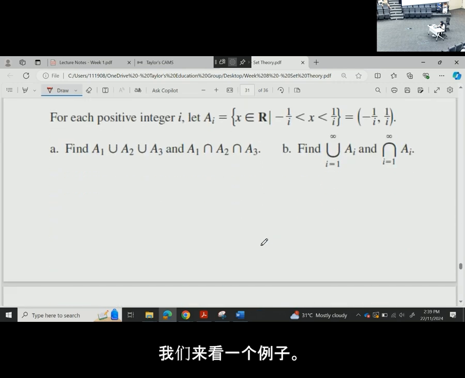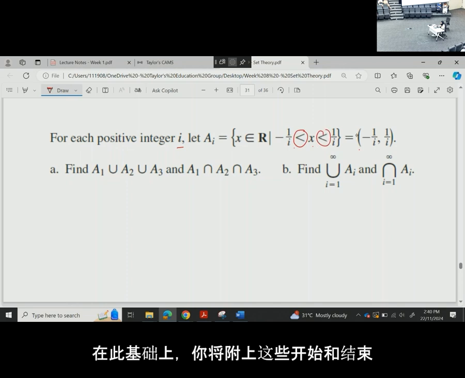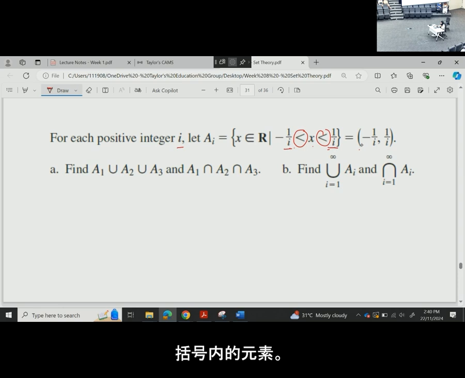Let's look at the example. Let's say for each positive integer I, let A sub I equal X belongs to the set of real numbers such that X is greater than negative 1 over I, and it is less than 1 over I. What does it mean? You will look at the symbols, and based on that, you will enclose these starting and ending elements in brackets. So they are not included. It means round brackets. Okay, and this is the range of elements: starting from here, excluding this particular element, till here, excluding. So between these two elements.